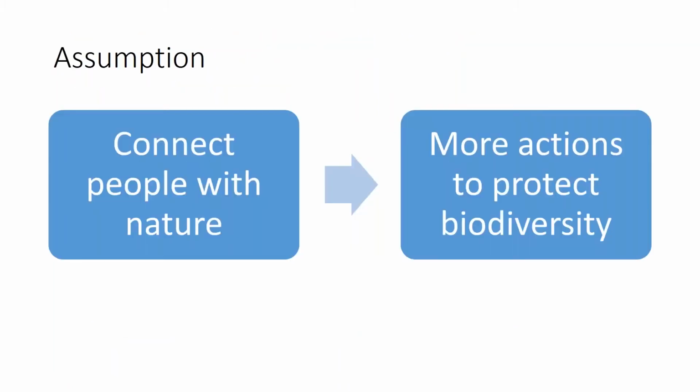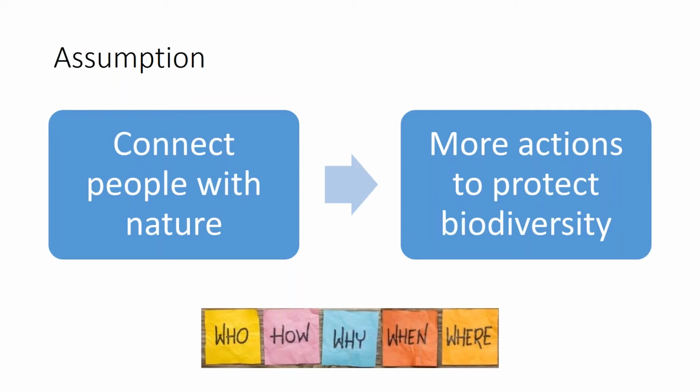And underlying the assumption of Victorians Value Nature is that if we connect people with nature, there will be more actions to protect biodiversity. And my PhD is basically picking this apart. It's looking at understanding this particular relationship and how we can use this idea of connecting people with nature in order to increase actions to protect biodiversity.